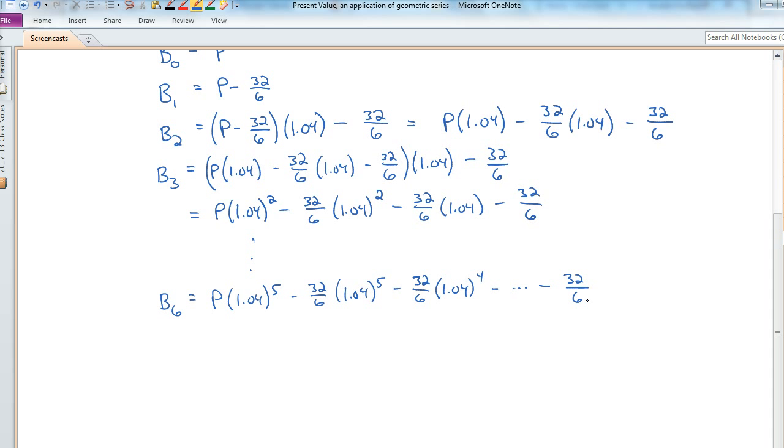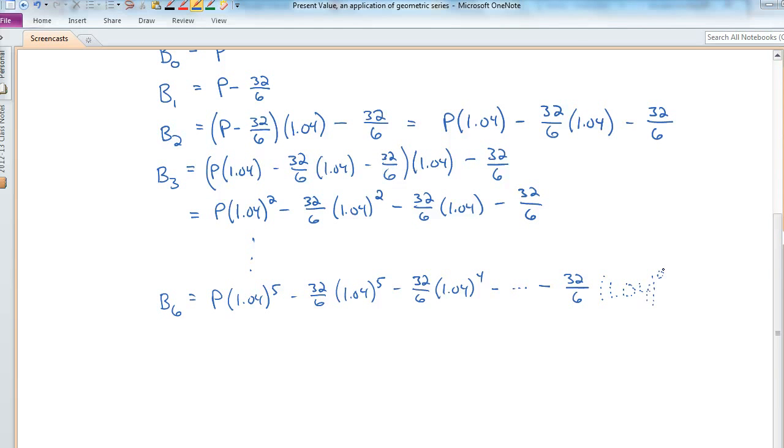Okay, and if you notice, I'll write this in here just for the time being. There's a 1.04 to the 0th power right there. That's really just equal to 1. I'm just going to leave it there because it helps me count how many payments there are.